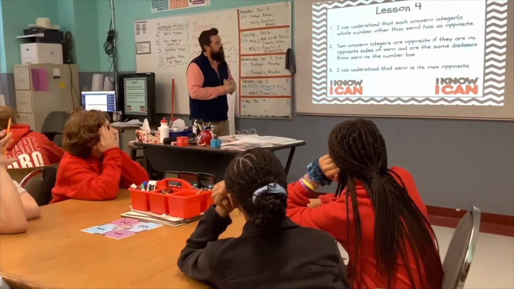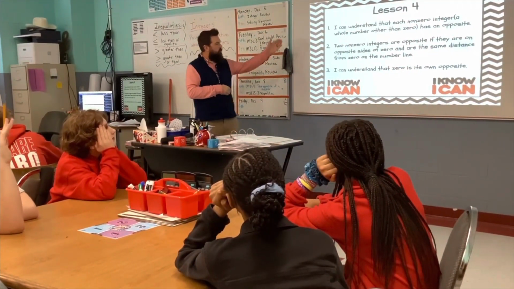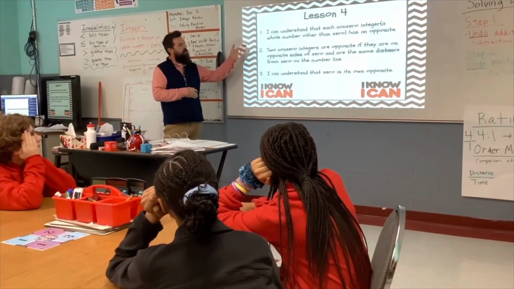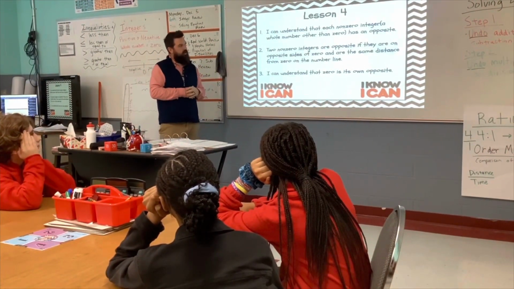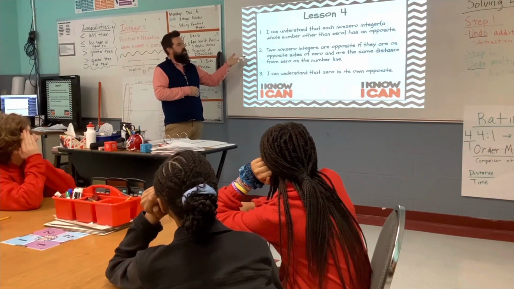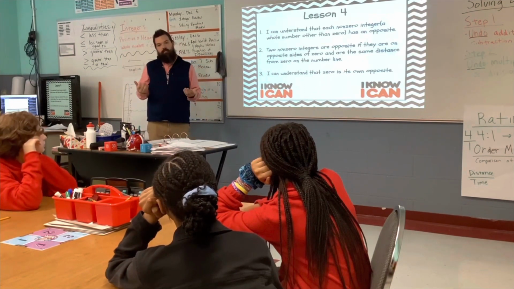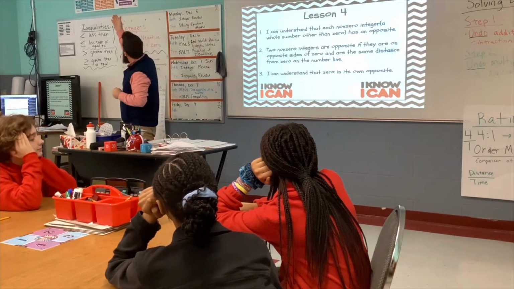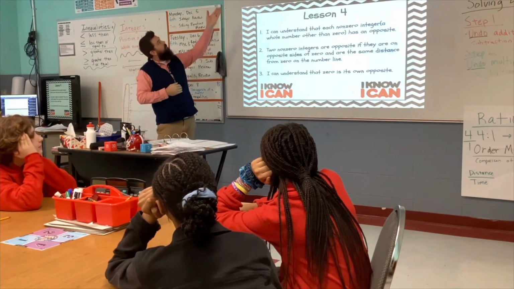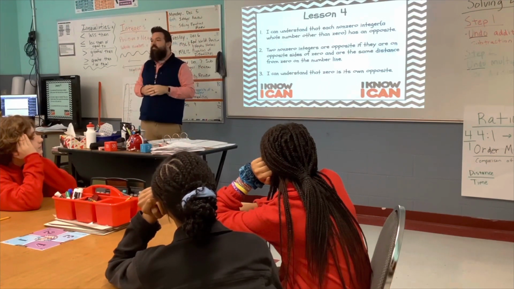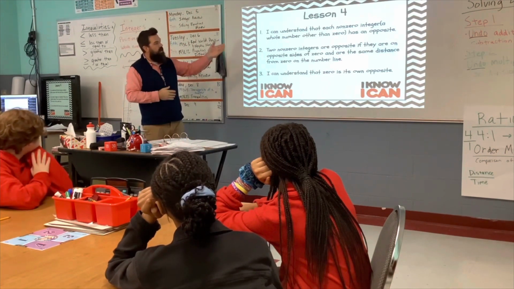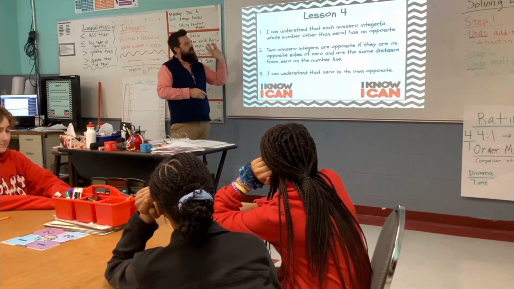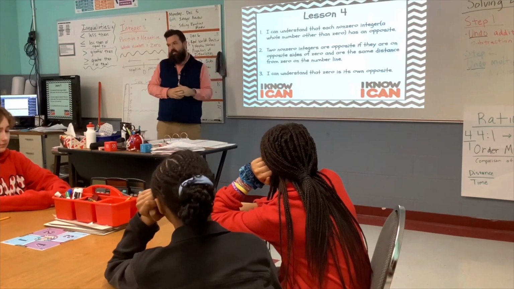Today we are going to start with lesson 4. And we have 3 goals for our lesson today, our 3 objectives. So we're going to understand that each non-zero integer, and a non-zero integer just means a whole number other than 0, so it could be 25, it could be -9, it could be 12, any number other than 0, has an opposite.